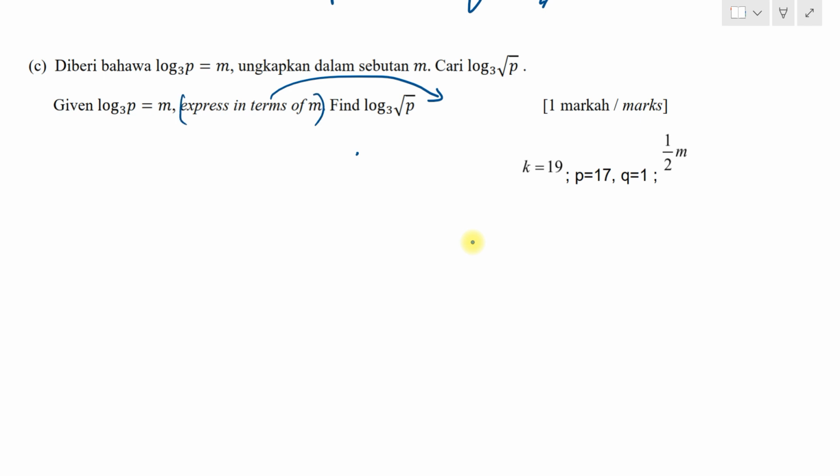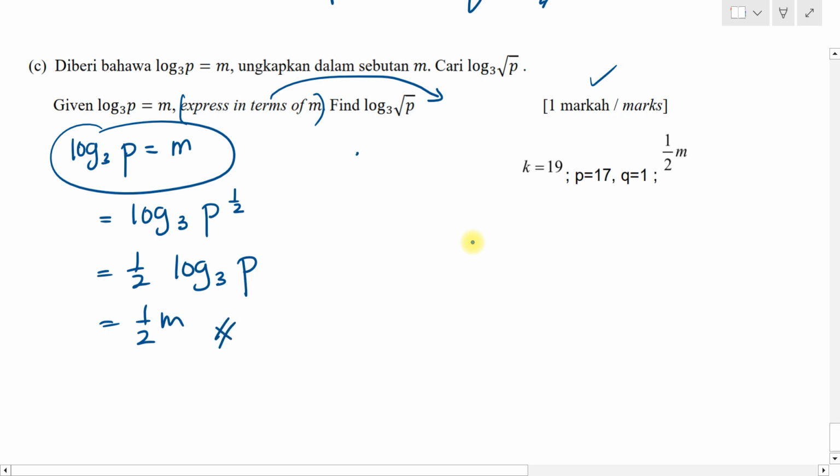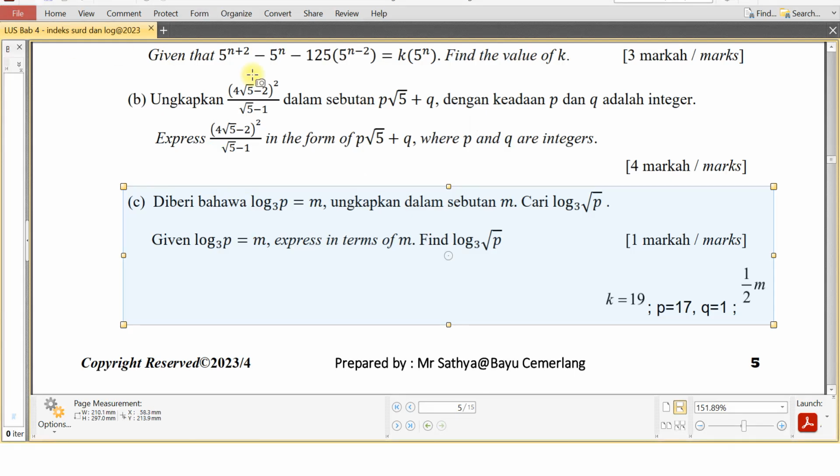Okay. Maybe some mistakes there. Log 3 p equal to m, given like this. Oh, this is 1 mark question only. Find log 3 root p. Root p is what? Root p is p to the power 1 over 2. Okay. So the 1 over 2 comes in front. Dia jadi half log 3 p. And remember, log 3 p is what? m, right? So half m lah. This is not a hard question. Okay. Right. Maybe a bonus question for you.